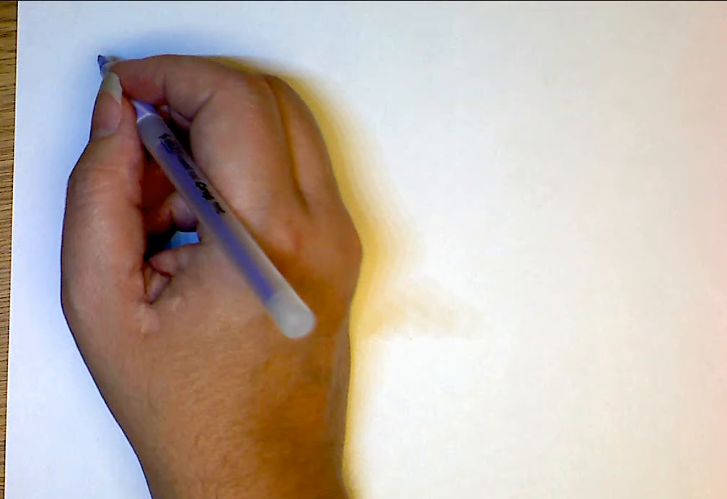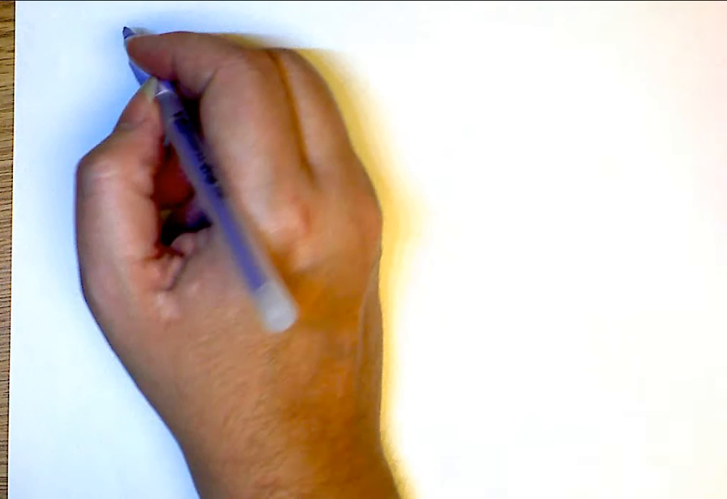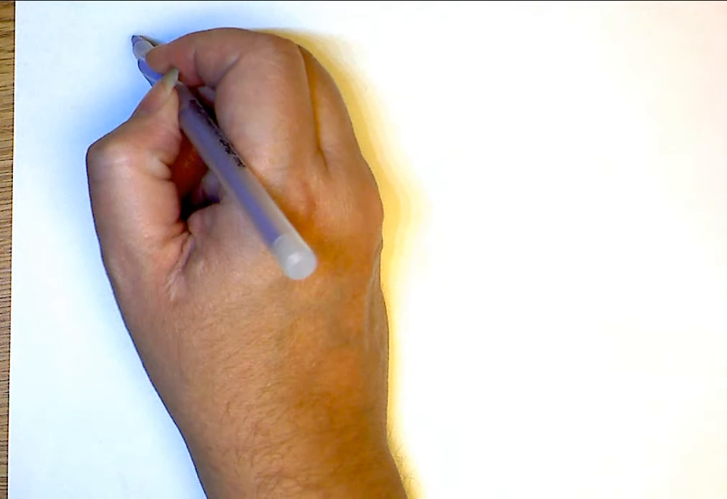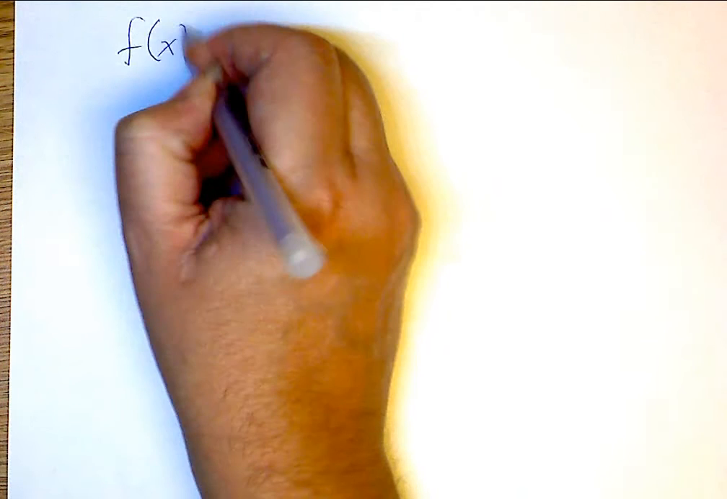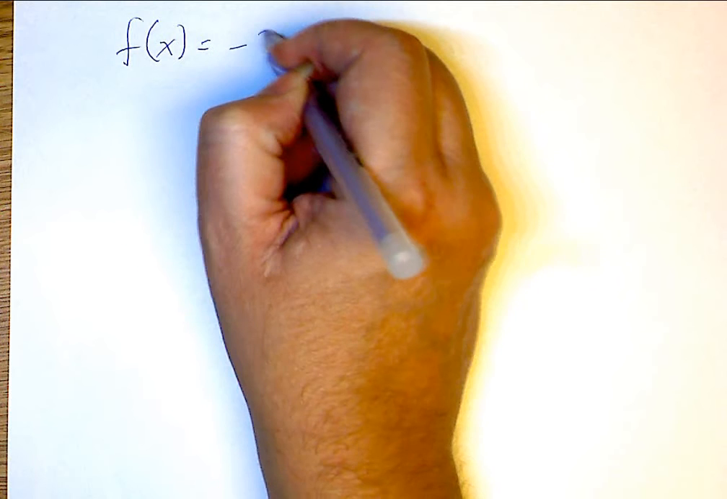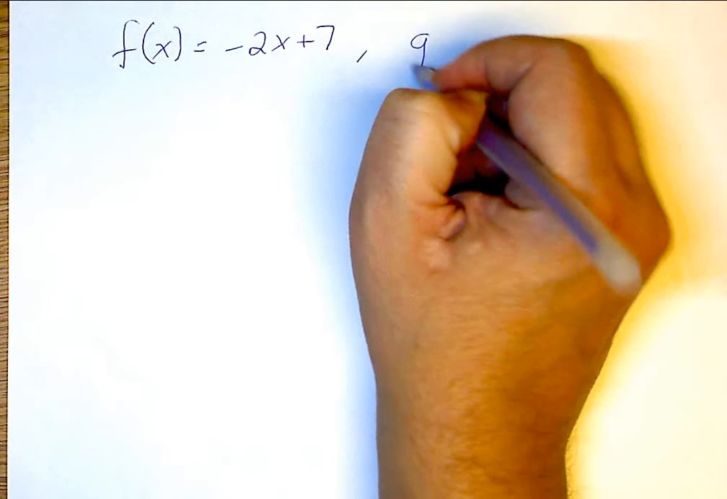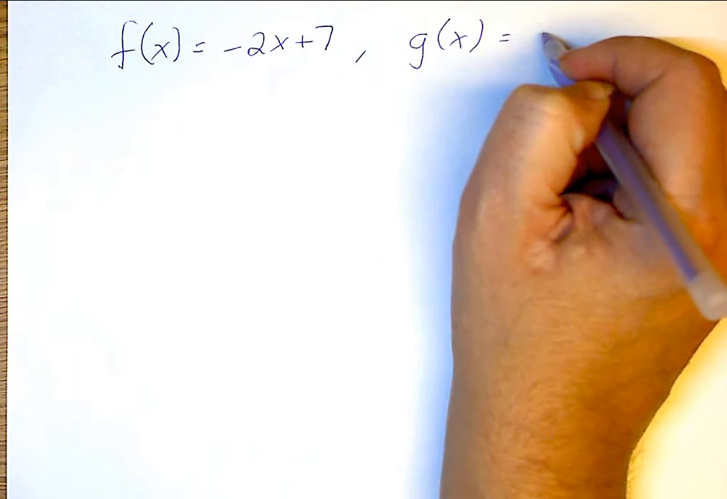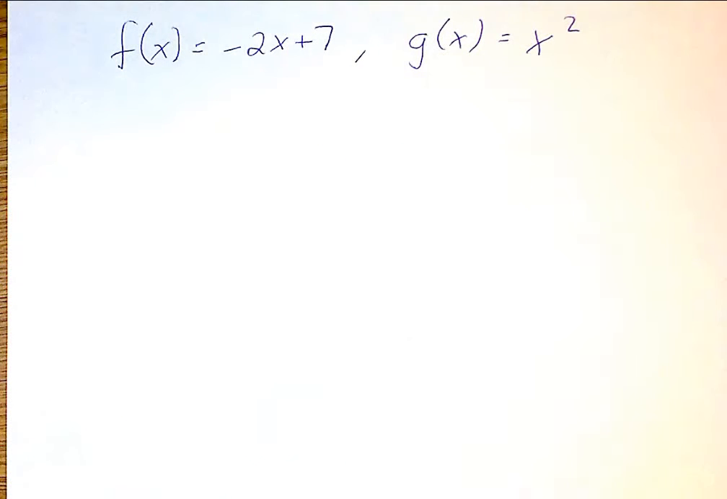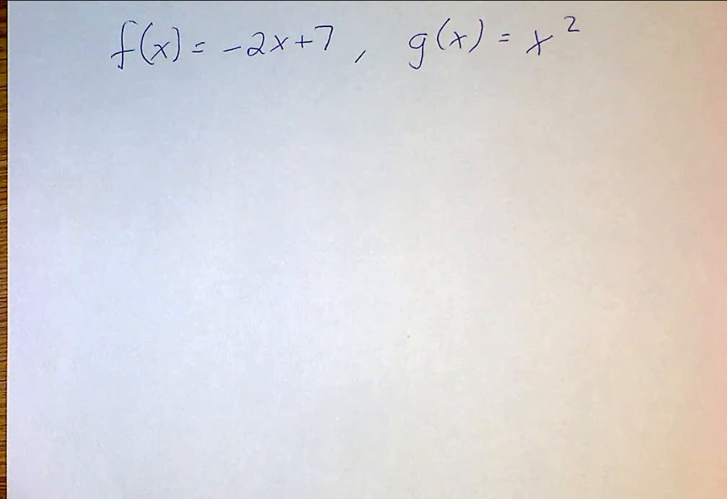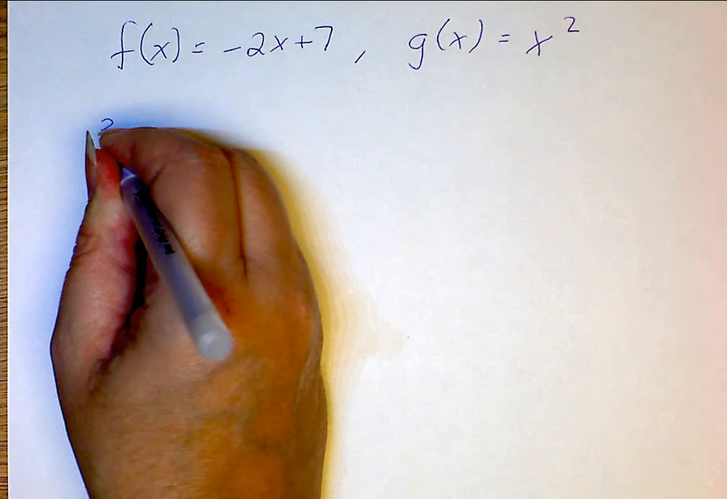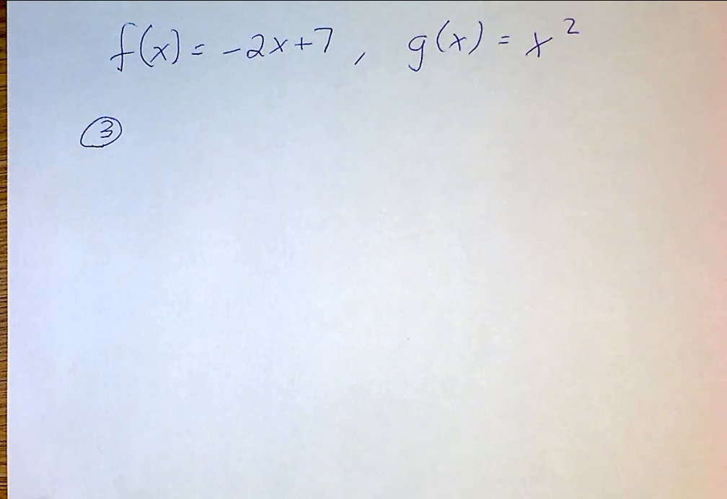Alright, so we have the equation f of x is equal to negative 2x plus 7, and then g of x is equal to x squared. I'm going to do number 3. And I'm going to use a different pen.